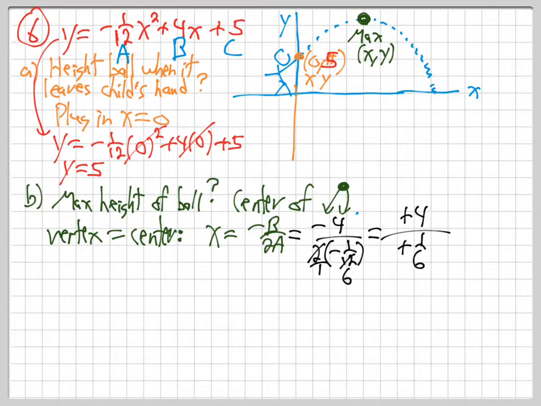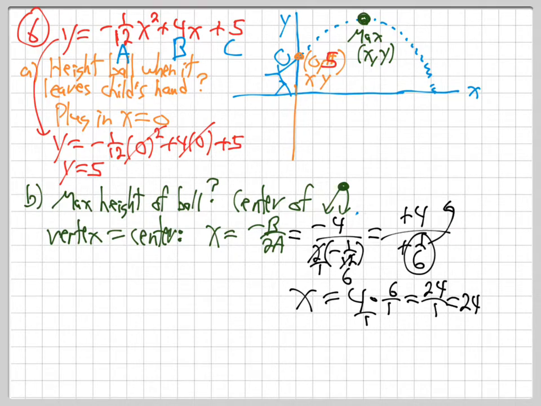Two negatives make positive. Fraction on the bottom flips up, and this is x equals 4 times, you write dividing as upside down, multiply, 4 times 6 over 1, 4 over 1. That's 24 over 1, and 24 divided by 1 is just 24. So x is 24. That's the x value. That means this is over 24.